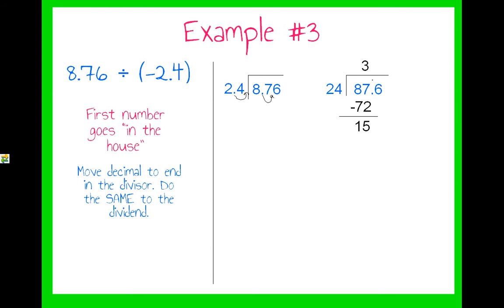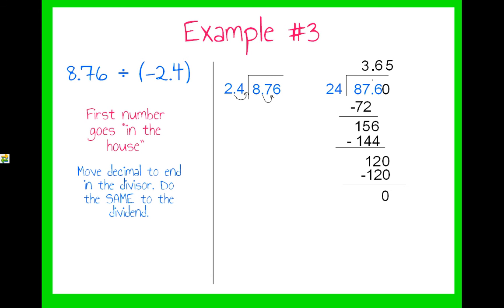Going to bring our 6 down. And we also need to float that decimal up. Don't forget the decimal. 24 will go into 156 6 times. 24 times 6 is 144. When you subtract, you get 12. Now we have a remainder and no numbers to bring down, so we're going to add a 0 and bring it down. 24 will go into 120 5 times. 24 times 5 is an even 120, and we get a remainder of 0.